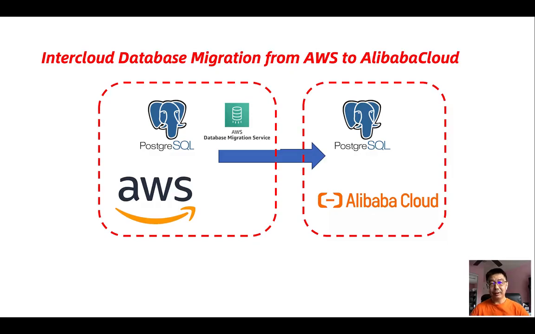Hello, this is Demai. Recently, a friend asked me about inter-cloud database management, so I decided to build this simple example to show how a database can be migrated from one cloud vendor to another. In today's example, we will use PostgreSQL as the database instance, and leverage the existing PostgreSQL on AWS and the AWS Database Migration Service to migrate the same database to Alibaba Cloud.